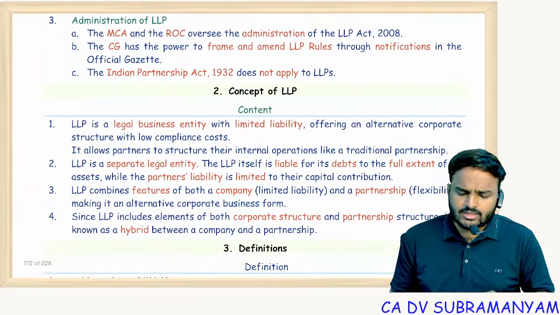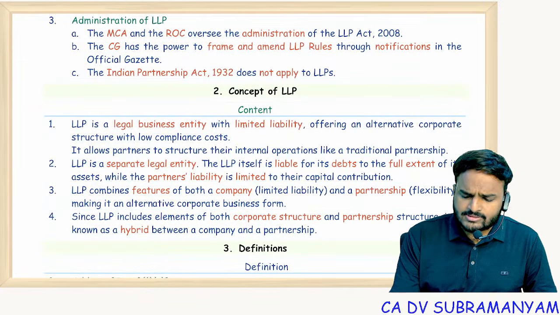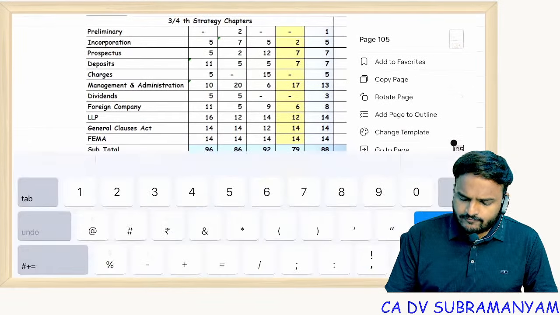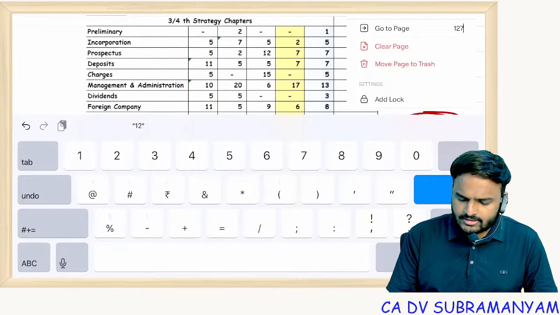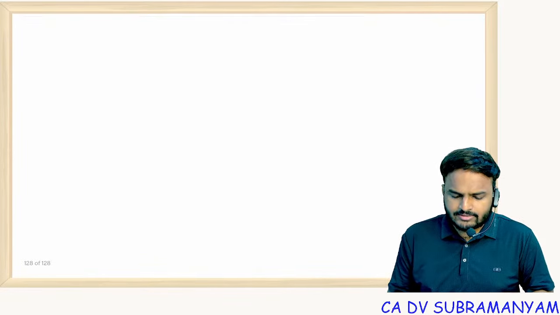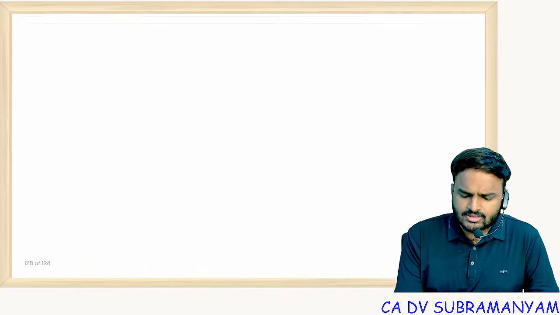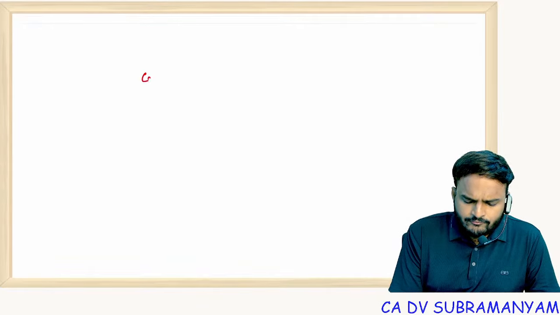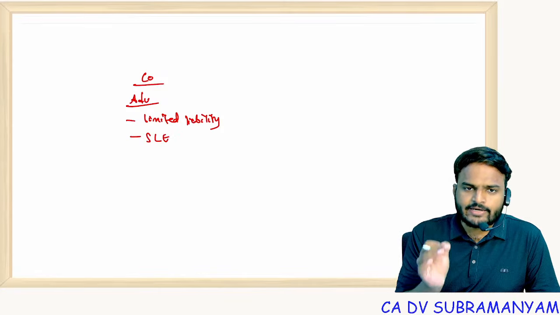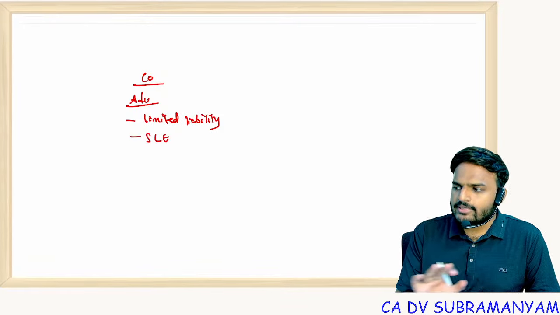Concept of LLP. The main concept of LLP, it is a combination of the Indian Partnership Act and the Companies Act. Let me give you a brief introduction about the LLP. Just a small introduction. If you take a company, the biggest advantage in a company is limited liability of the members, and separate legal entity. That means the company is liable for its own acts. Members are not liable for the acts of the company.